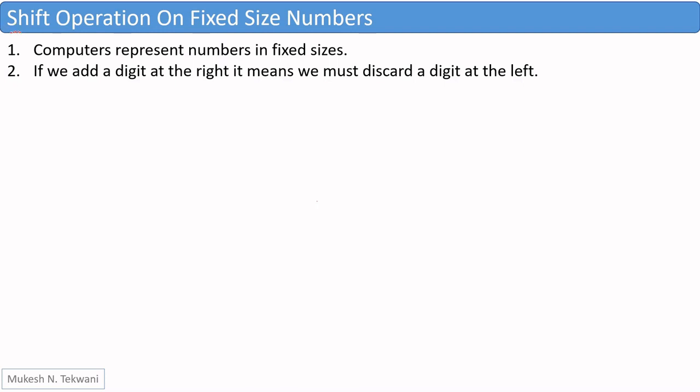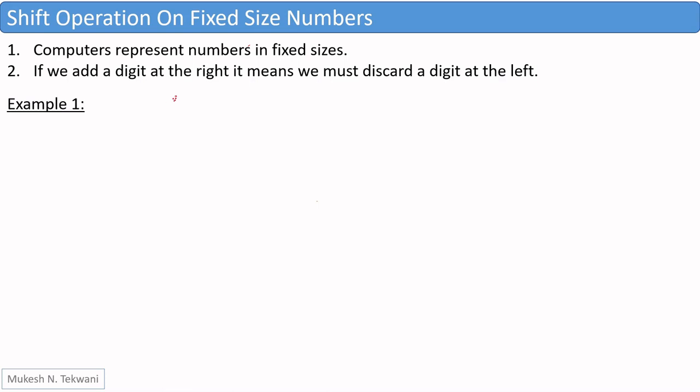Let us now consider the shift operations on fixed size numbers. We know that a computer can represent numbers in fixed sizes. As we said earlier, a word is made up of 2 bytes or 4 bytes or 8 bytes or 16 bytes, and therefore the number of bits that can be represented is fixed. If in carrying out a shift operation, for example a left shift operation, a certain number of bits are added to the right, then a certain number of bits must also be discarded at the left, because ultimately we have a fixed number of bits in a word.